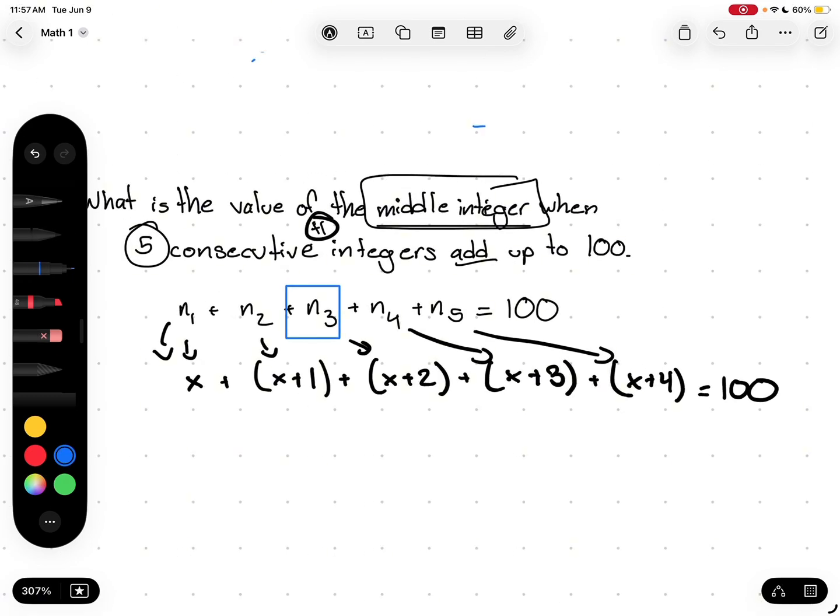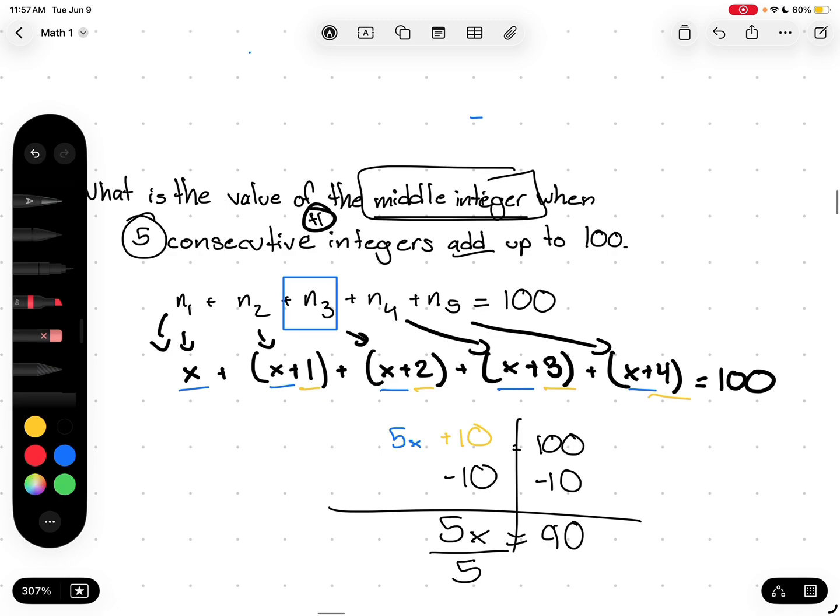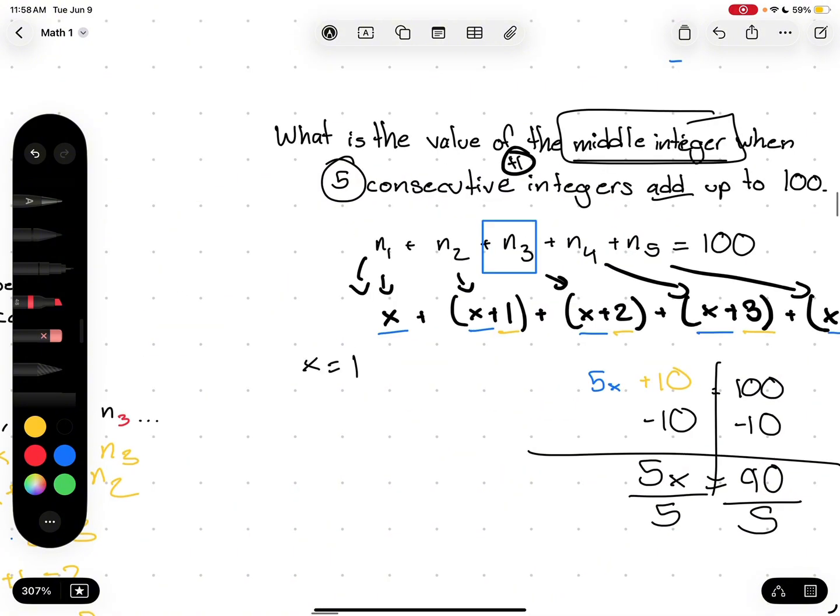So let's go ahead and do what we normally do. x, x, x, x, x. We have 5 x's. 1 plus 2 plus 3 plus 4: 4 plus 3 is 7, 7 plus 2 is 9, 9 plus 1 is 10. And we're just going to continue solving like normal. We subtract 10 from both sides, gets us to 90 equals 5x. Divide both sides by 5, and then we get 90 divided by 5 equals 18. So we know that x equals 18.